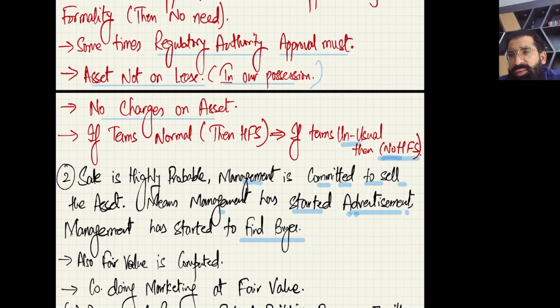So if there are some charges on the asset, like you have given the asset to the bank, or you have done the contract with the bank, okay, keep my asset, I won't sell it until I return your loan. So in that case, again, it's not held for sale because a charge is already there. Okay. Then terms, excellent point.